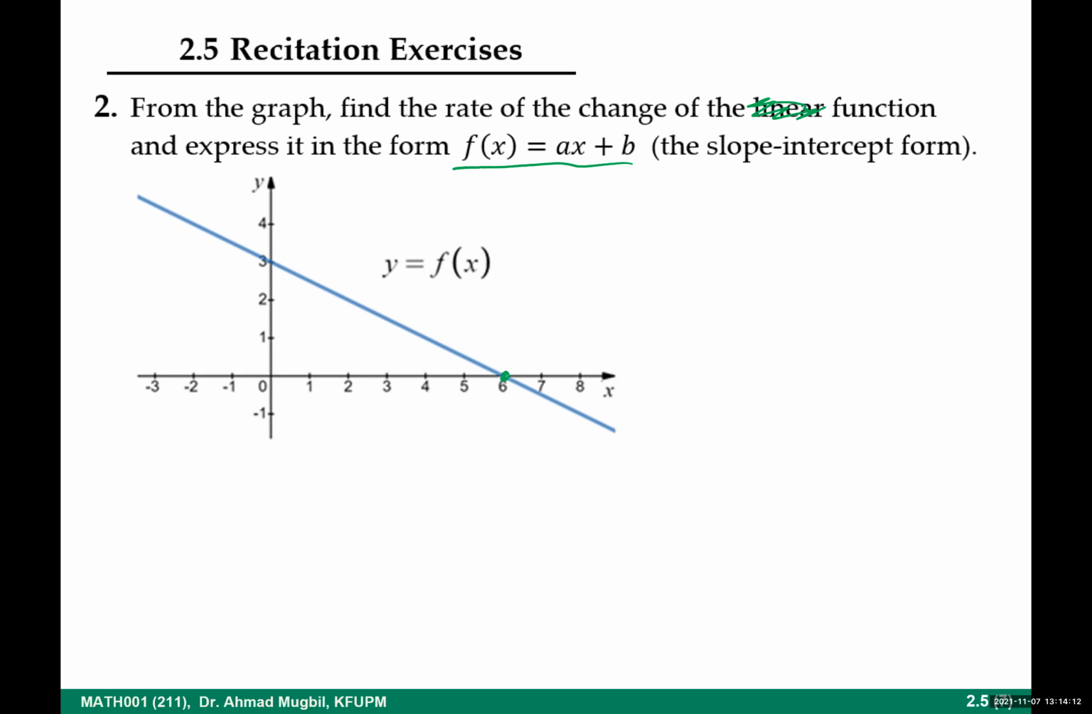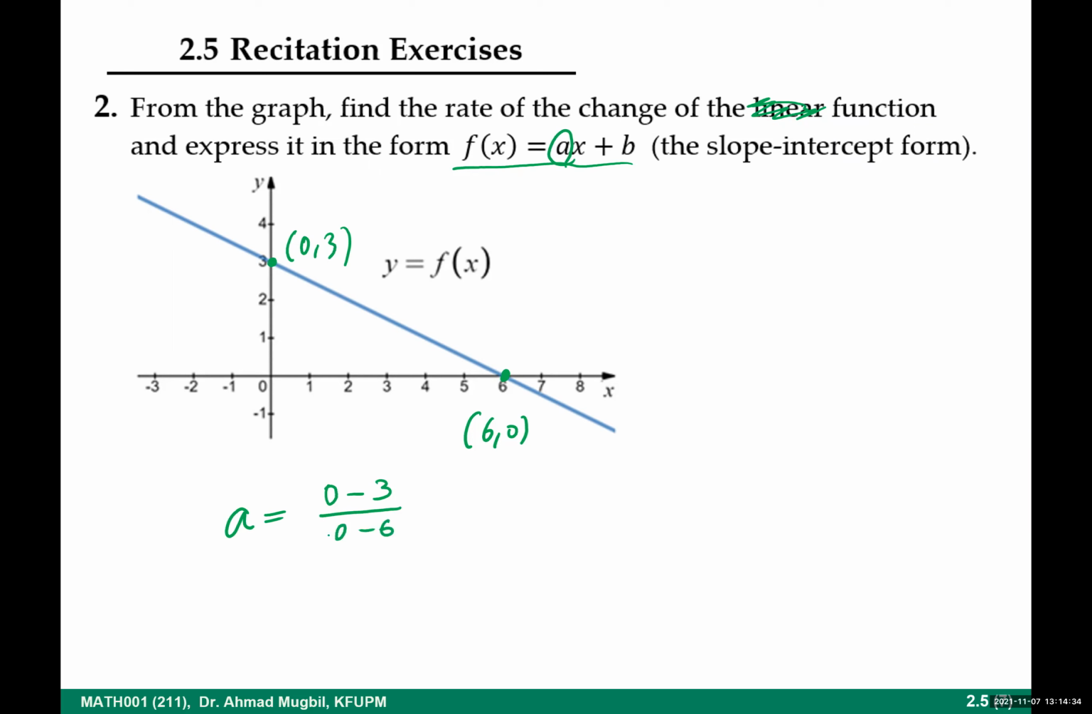We have 2 points here. The first point, it is what? 6 and 0. And we have another point here, 0 and 3. Now, from these 2 points, calculate what? The slope, which is A. The slope is A. A will be what? 0 minus 3 over 0 minus 6.